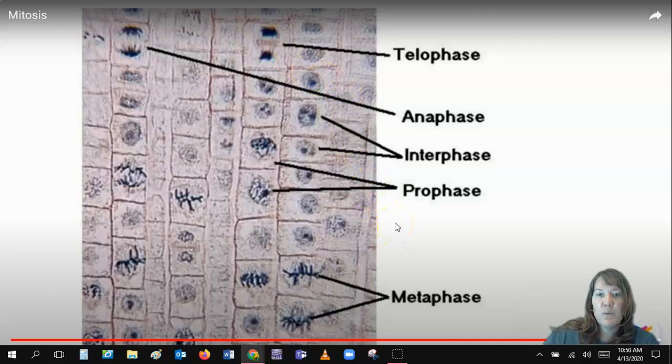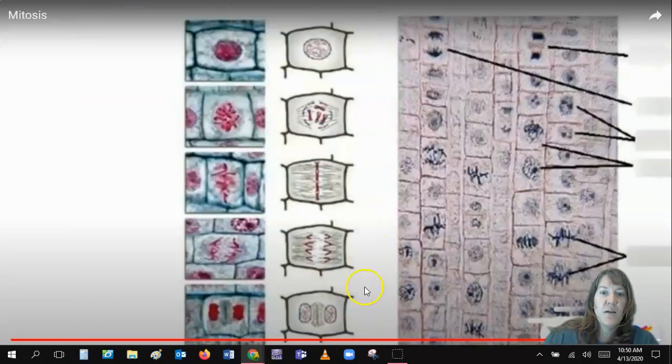This is the lab that we would have done had we been in the lab, is looking at onion root tips. Okay, and just one more really good example. Okay. So here's one more really classic example.